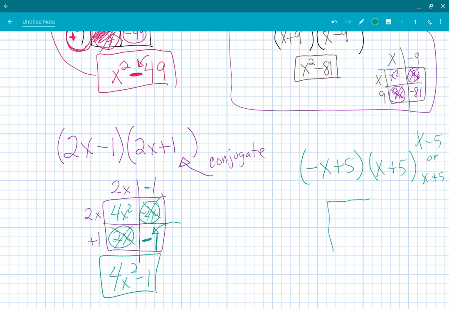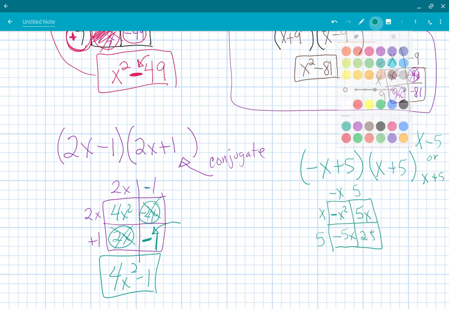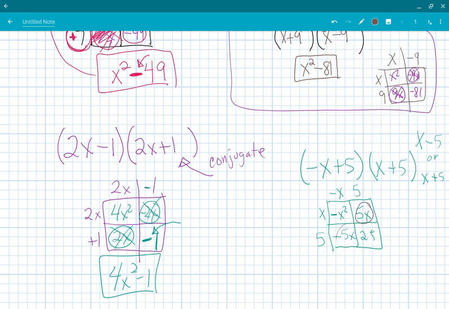Let's do the area model. It's kind of a weird one, but it'll work. Watch. This is going to be negative x squared. This is going to be 5x. This is going to be negative 5x. This is going to be 25. So this still cancels that one, right? So the answer is negative x squared plus 25. Good job. So it would be this one right here.